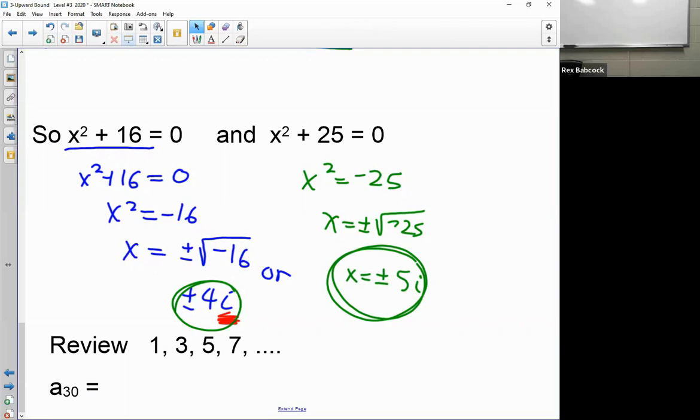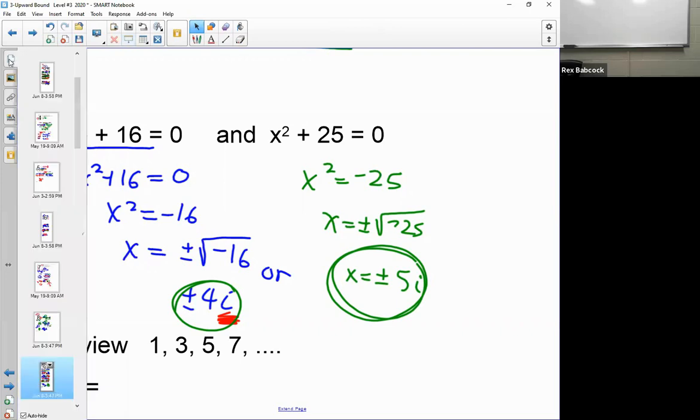Let's go right to review. This is a review problem. I hope you still have that. You need the equation. But let's take a look at the classwork for today.